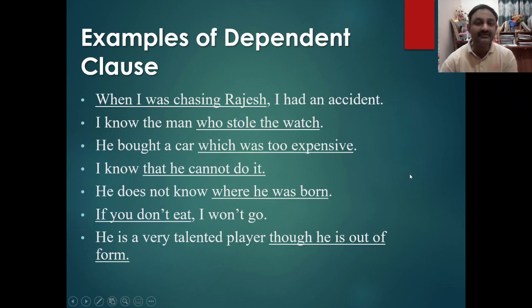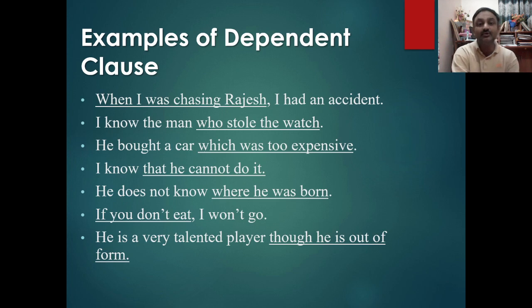So when we look at examples of a dependent clause, it looks like this. When I was chasing Rajesh, it was in the form of underlined sentences. I had an accident. So when we take it as an individual sentence, it is not able to stand on its own. So it needs another sentence, and only then will it complete the chain. Like, when I was chasing Rajesh, I had an accident.